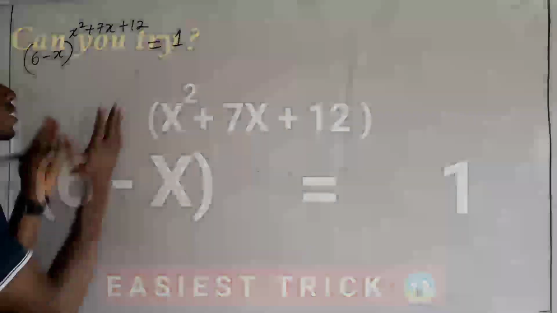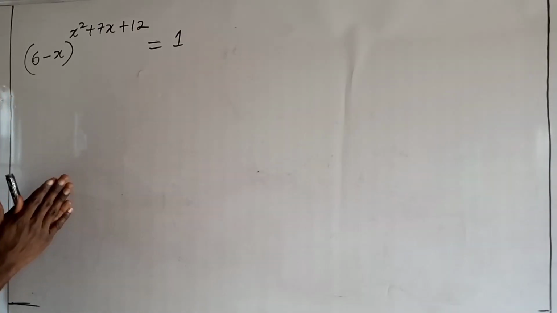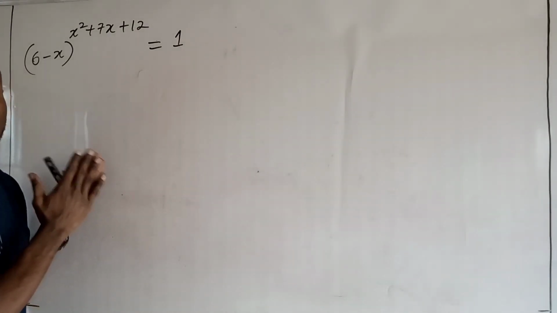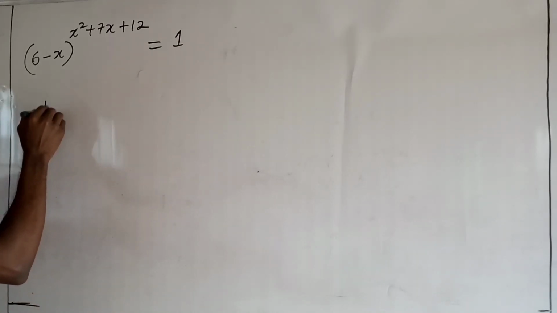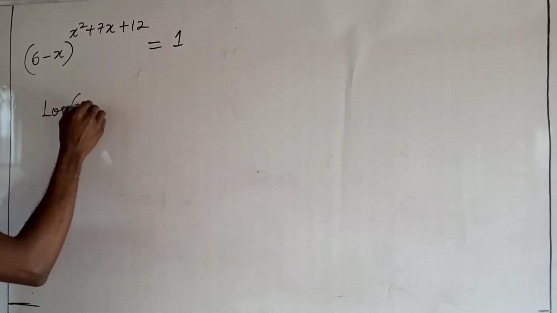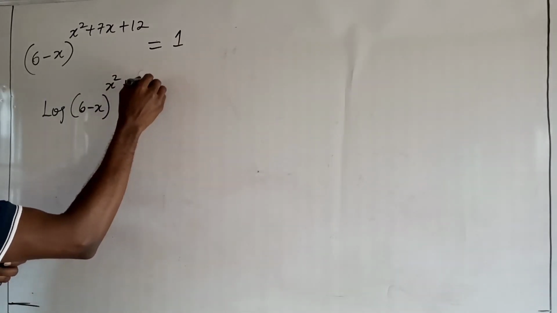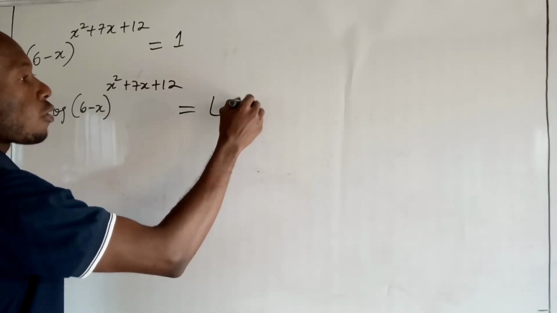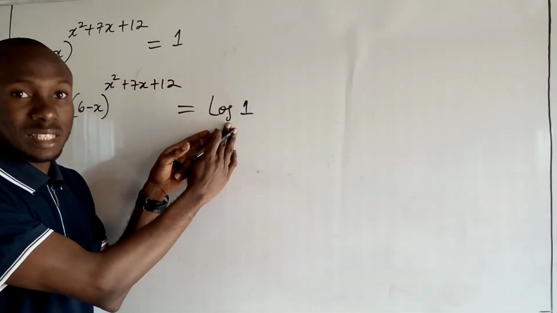Alright viewers, here's the question we have to solve. And the way we want to solve this problem is by taking the logarithm of both sides. So I'm going to take log of both sides. So I have log (6 minus x) all to the power x squared plus 7x plus 12 is equal to log 1. Okay, now log 1 is 0.